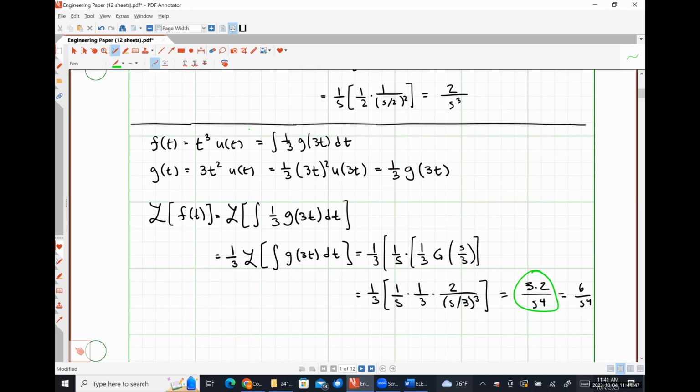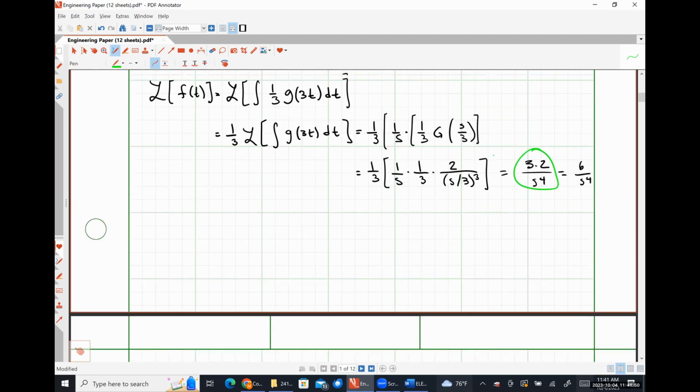So in general, then, for f of t equal to t to the n u of t, its Laplace transform will be F of s equal to n factorial divided by s to the n plus 1.